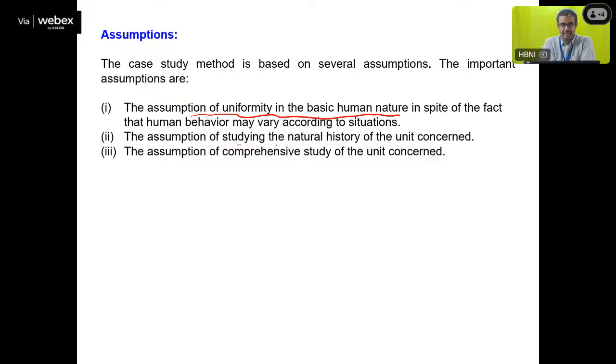The assumption of studying the natural history of the unit concerned, and the assumption of comprehensive study of the unit concerned. Okay, so the first one is a very large assumption which is not correct, considering that with time the basic human nature changes depending on the situation. Second is, what assumption? That of studying the natural history of the unit concerned, and the assumption of comprehensive study of the unit concerned.